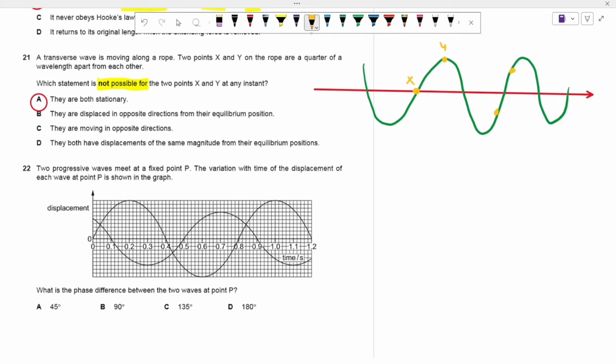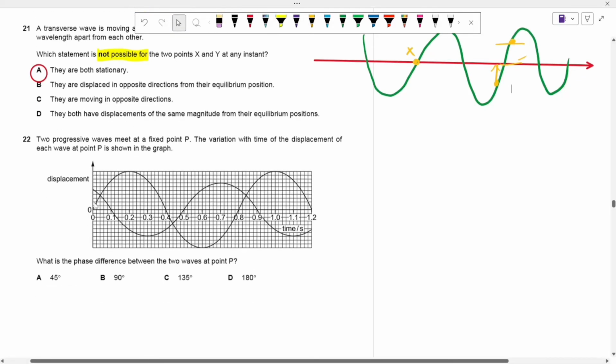Because one is up here and the other one is up here, moving in opposite directions, you can tell that maybe this one will be moving up, or this one will be moving down, or this one will be moving down and this one moving up. It's possible for them to be in opposite directions. It's also possible for them to have the same displacements from their equilibrium, because it's possible for this displacement x to be equal to the other displacement x for that other particle. So again, it's nothing fancy. It's also possible for all those three scenarios to be correct. Move on to question 22.